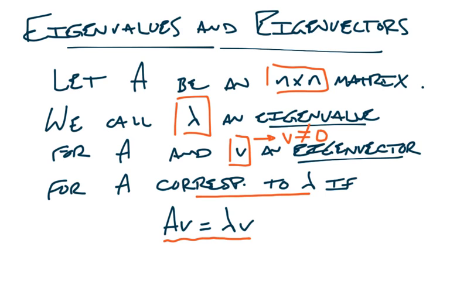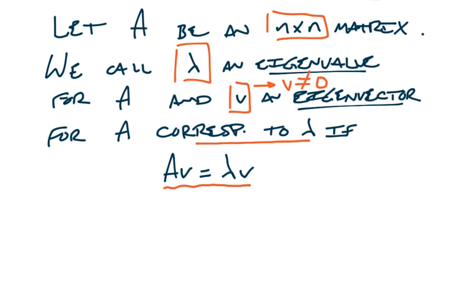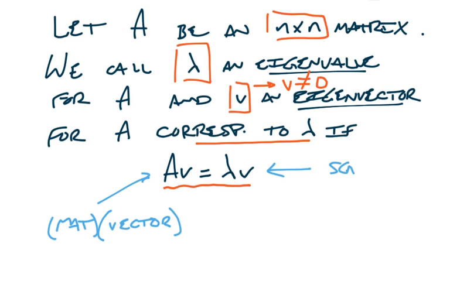Alright, so the idea here is, in looking at an equation that looks like this, well, the left-hand side is matrix times, I shouldn't use the cross symbol for multiplication. This is matrix times vector. And on the right-hand side, we have scalar, because lambda is a scalar. We have scalar times vector.